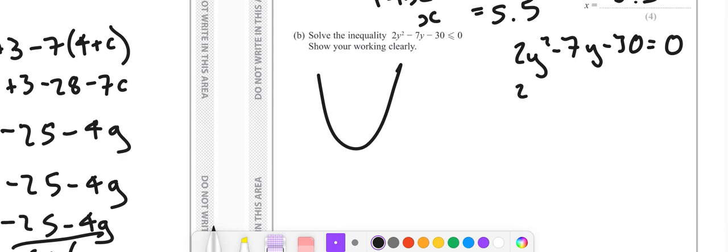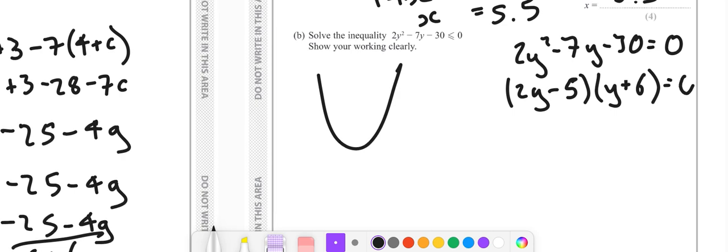So I'm going to try and factorise it. 2y, y, 6 and 5, 6 and 5, no, 10 and 3, 15 and 2, 30 and 1, 6 is 12 and 5, I think that works. So plus 12 minus 5 is 0, so that means y equals minus 6, or y is 2.5 positive.